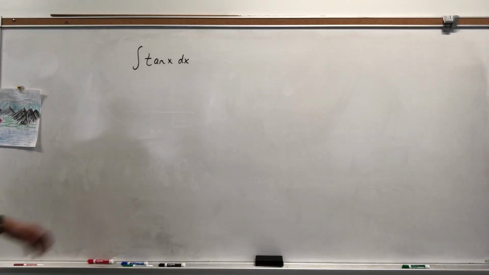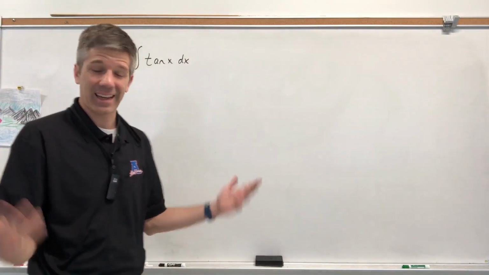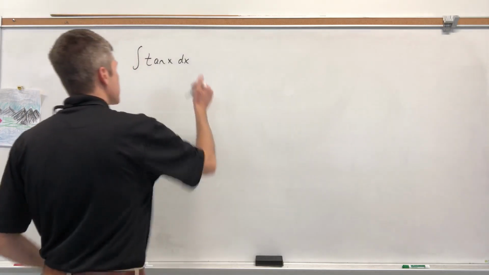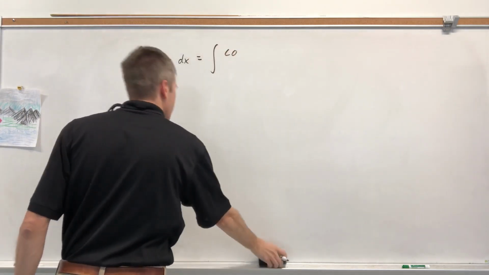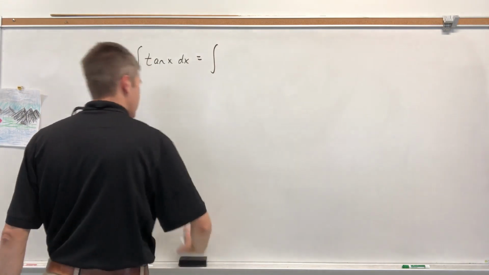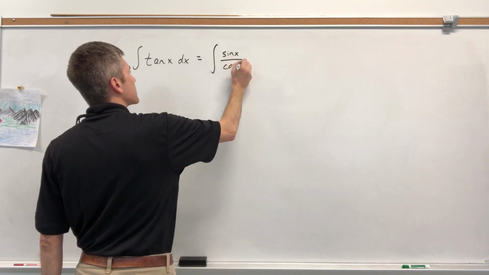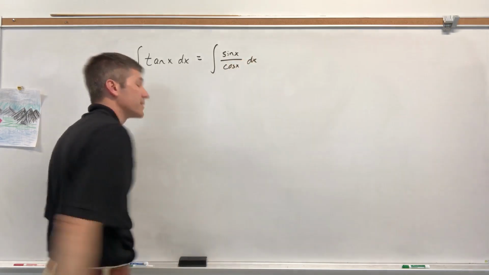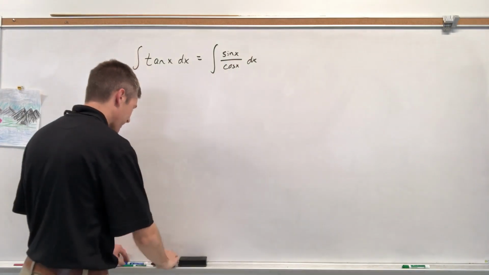So if you're thinking, well, I can just memorize it, why do I have to know it? I want to show you where it comes from. It's just a neat idea. So let's keep going. Whoops, that's sine over cosine there, not cosine over sine. Sine x over cosine x dx. Okay, I feel like using u substitution. This is so cool. Watch this. You're going to love it.